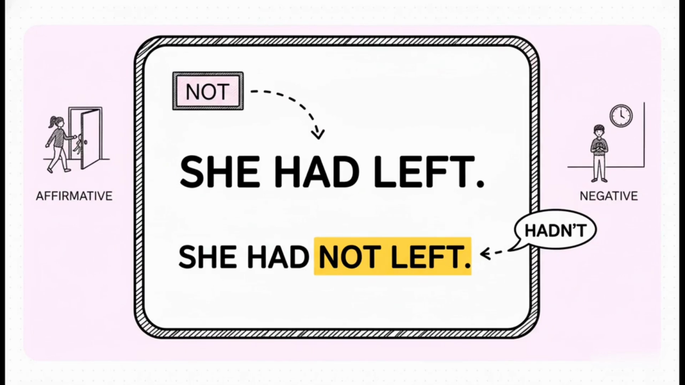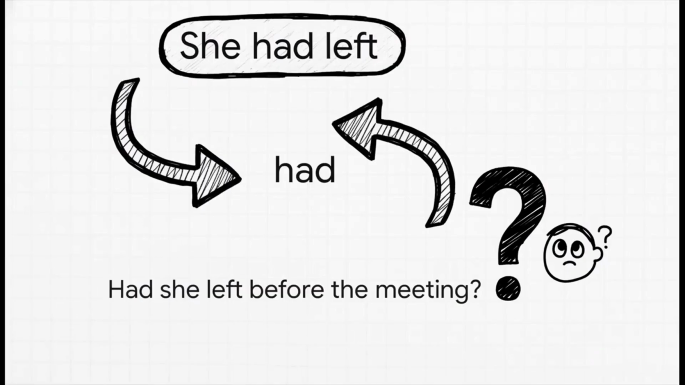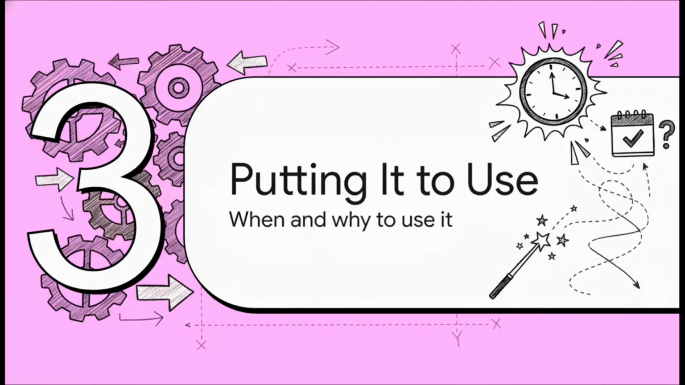Now, what if you want to make it negative? It's even easier. You just pop the word not right after had. So, she had left becomes she had not left. Or, let's be real, in a normal conversation, you're just going to say the contraction, she hadn't left. And asking a question? So simple. Just flip the subject and had. Instead of saying she had left, you just ask, had she left? That's it. The rest of the sentence stays exactly the same. Easy, right? Okay, moving on to Section 3, putting it all to use.